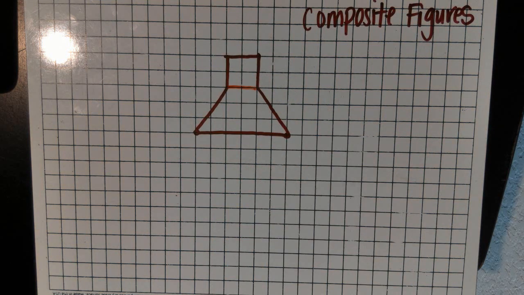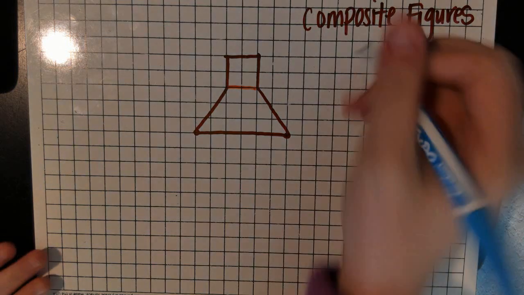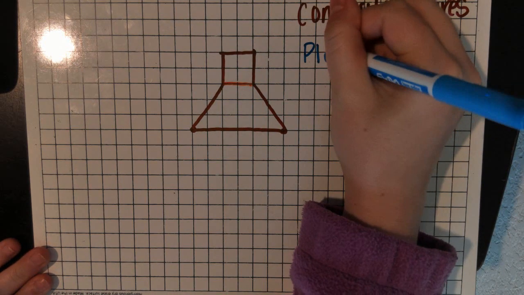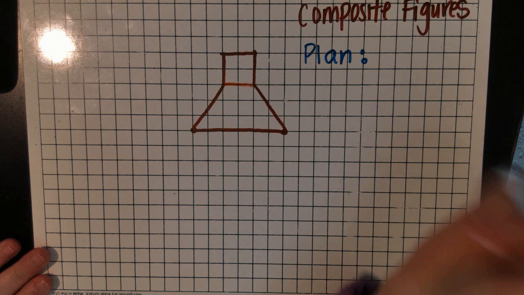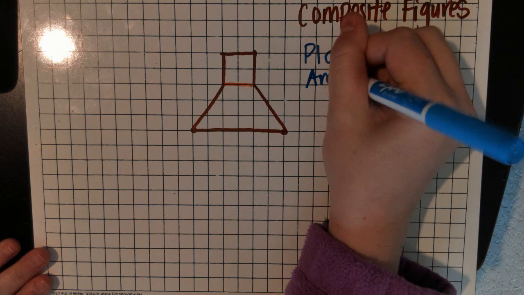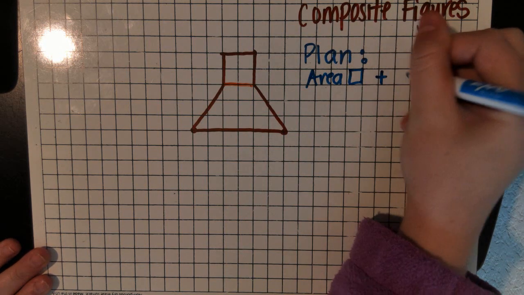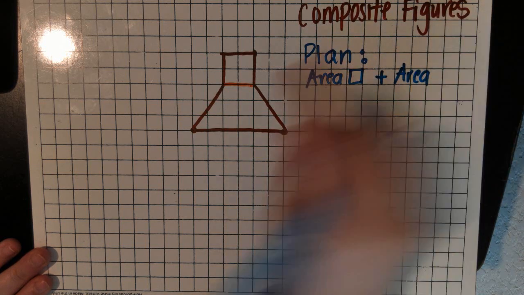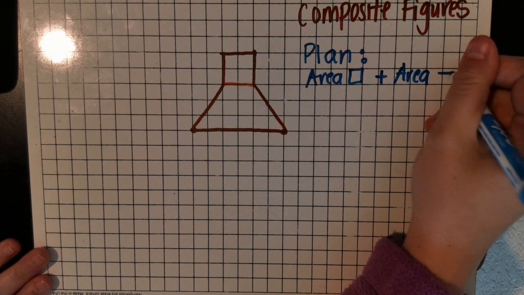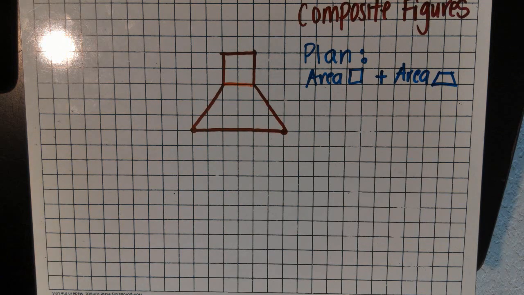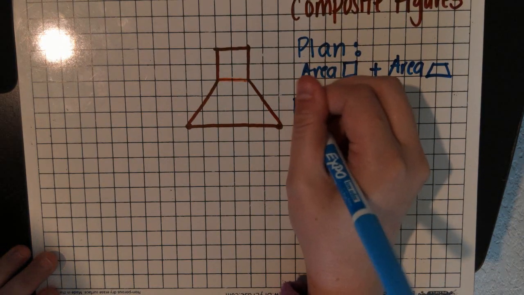So what we like to do is always make a plan first. My plan is I'm going to find the area of that square, and I'm going to add it to the area of my trapezoid down here. The next thing you're going to do is write out your formulas.